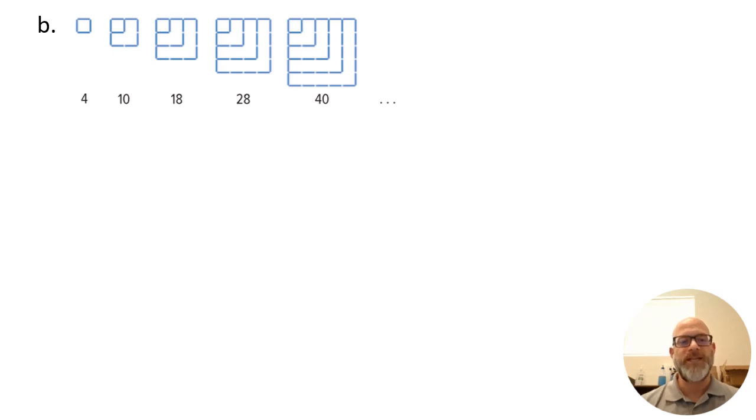So how do we go from 4 to 10 here? Well, there's 4 sides on this square. This square would have 2, 2, 2, 2, or 8 sides. 8 segments, but then again, these two are shared. So 8 minus 2 is 6, so 4 plus 6 is 10.